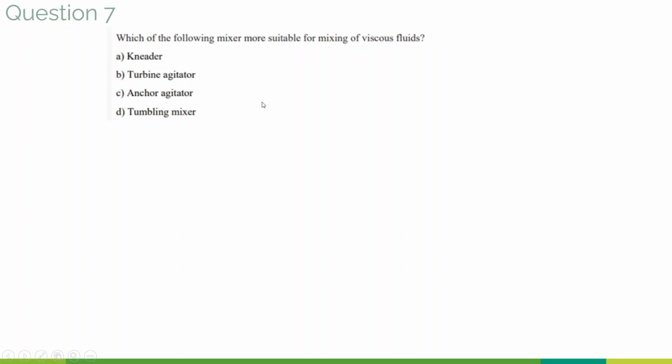And turbine agitators are used for liquids, but then we do not prefer highly viscous fluids. And then you have anchor agitators, which are used for viscous fluids, and I'll be showing you an example of an anchor agitator as well. And then you have tumbling mixers, which are used for non-cohesive solids.